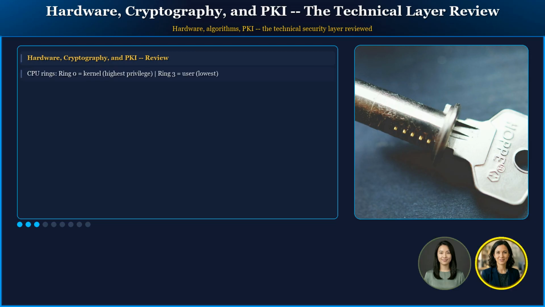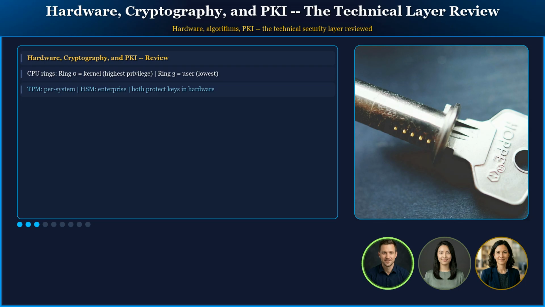Trusted Platform Module protects individual systems. Embedded in the motherboard, it stores keys and PCR measurements. Hardware security module protects enterprise infrastructure, an external device at FIPS 140-2 level 3 or higher. Both prevent software-only attacks on cryptographic keys. Know which scenario calls for which device.